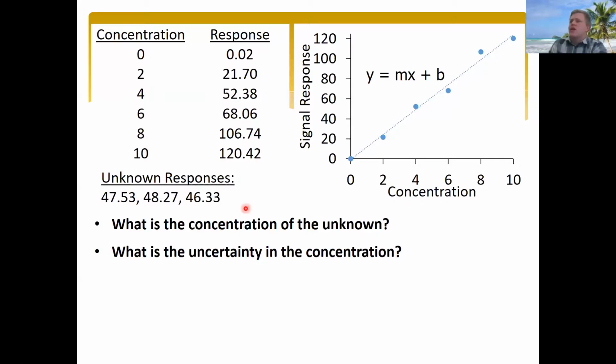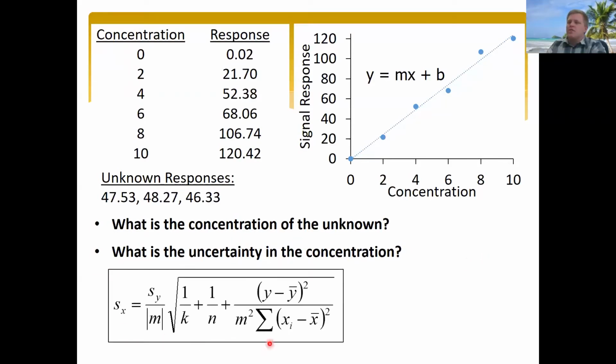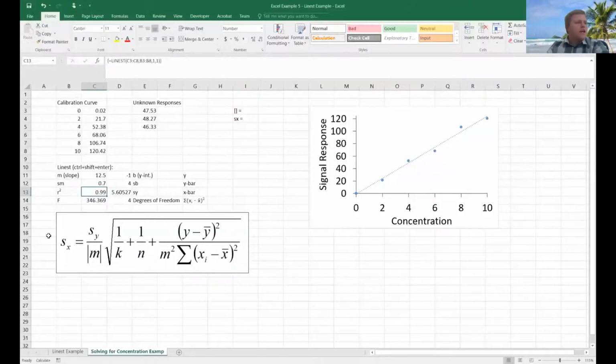Part of that is our own limitations in preparing samples, etc. But we always get some uncertainty. All right, so let's talk though about the uncertainty in the concentration, and that's going to be calculated with this equation again. So we're going to jump back over to the spreadsheet really fast, and you will notice that I have that equation written right here for us.